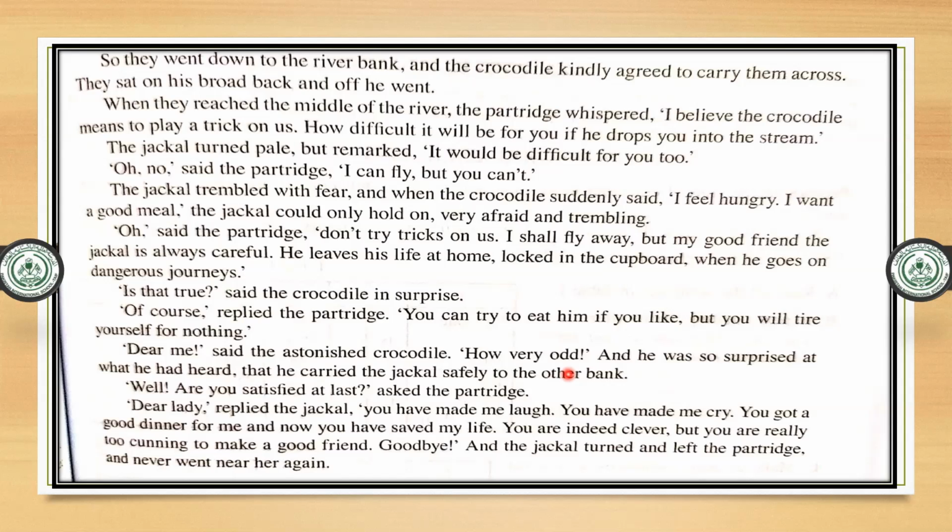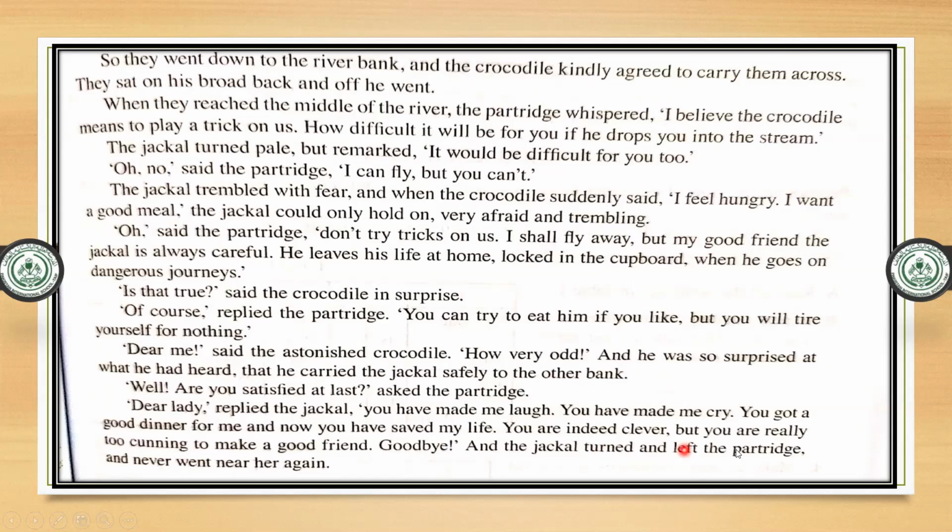the jackal as well as the partridge. So they just reached the bank. "Well, are you satisfied?" asked the partridge. "Dear lady," replied the jackal, "you have made me laugh. You have made me cry. You got a good dinner for me, and now you have saved my life."